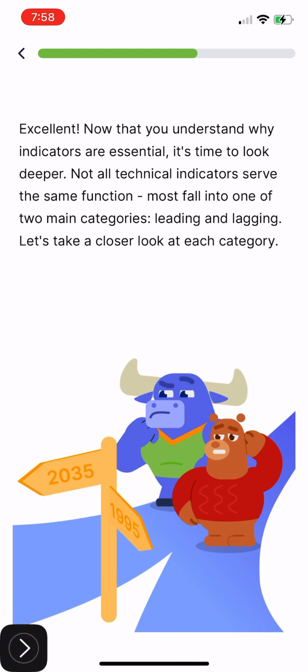Excellent. Now that you understand why indicators are essential, it's time to look deeper. Not all technical indicators serve the same function. Most fall into one of 2 main categories, leading and lagging. Let's take a closer look at each category.